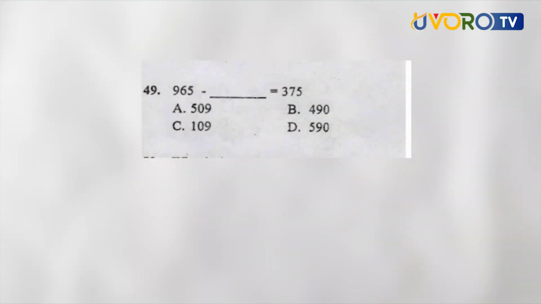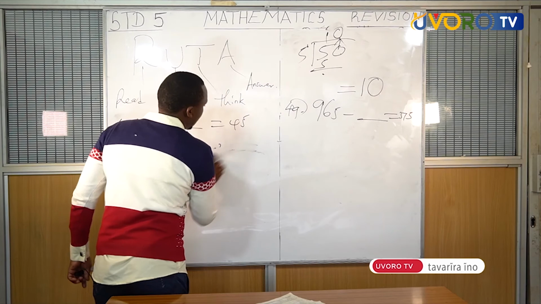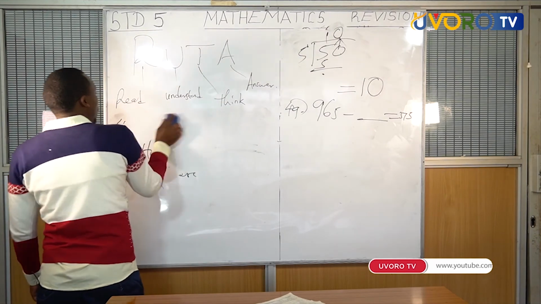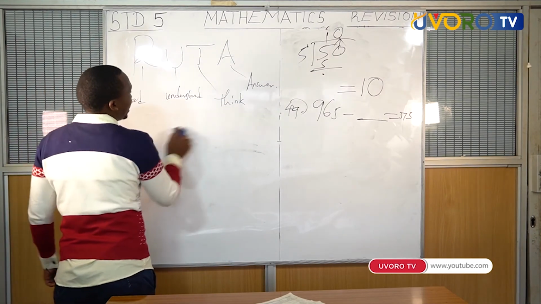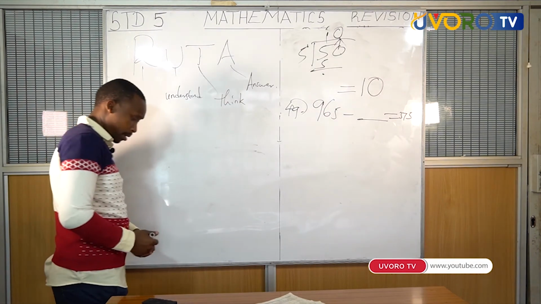965 minus dash equals to 375. Now, this was class 3 work, grade 3 work. As you can see, we have a formula. We go to U for the studying. What are you supposed to do?